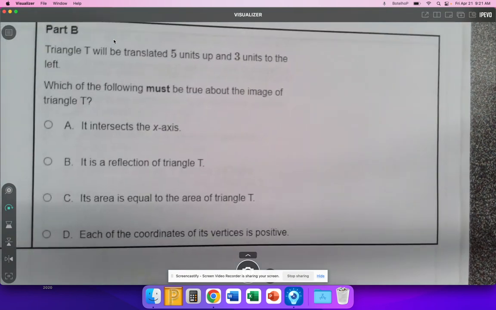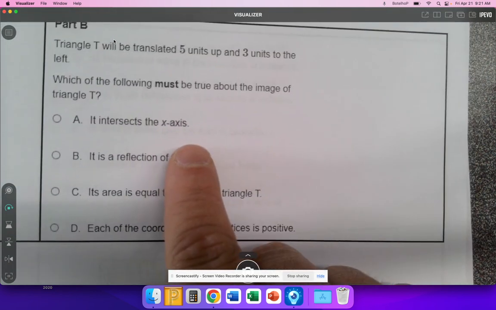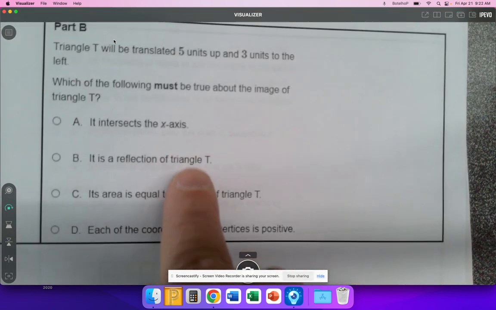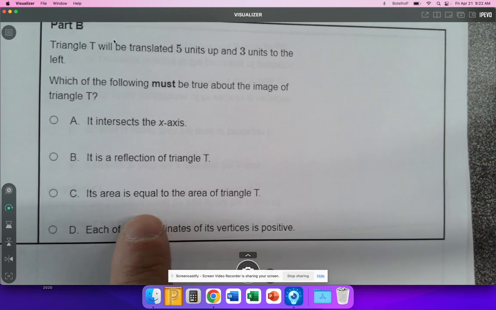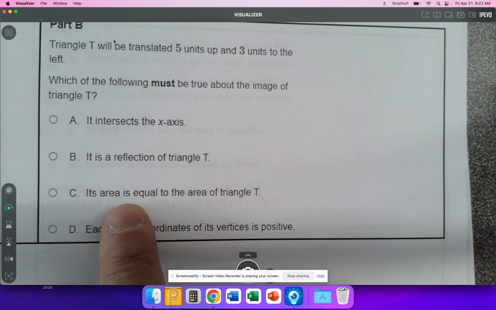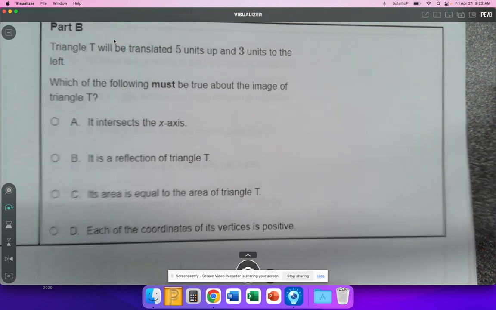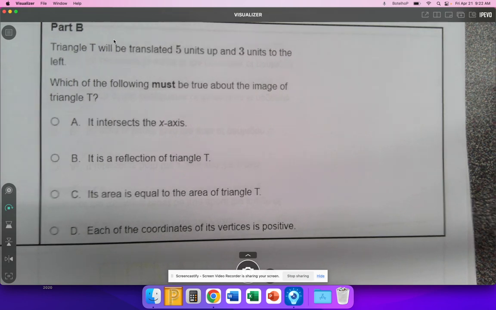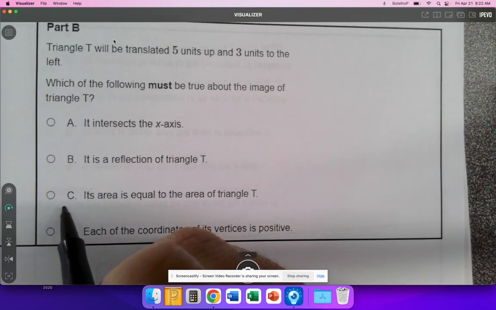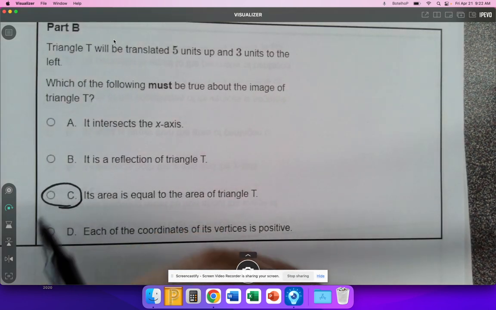If I look here, it doesn't intersect the x-axis. It goes a little bit over the y-axis. It's not a reflection. Again, going back to area and perimeter, the area is equal. It hasn't changed because any type of translate, reflect, or rotate keeps it congruent. So the correct answer here is C.